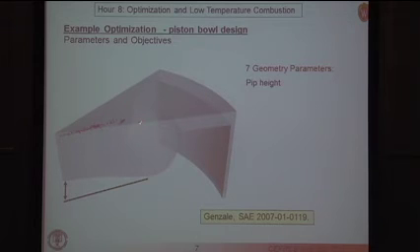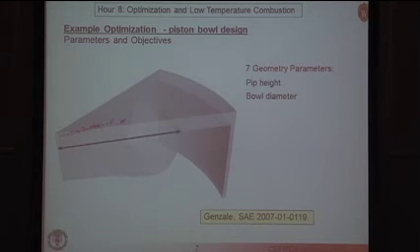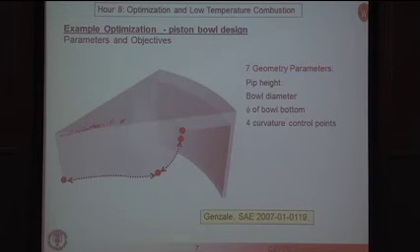So 45 degrees sector. We're interested in the height of the central pip of the piston, the bowl diameter, the bottom of the bowl diameter, and then several curvature control points where we fit Bezier curves between these control points to define the shape of the bowl. And then we're interested in the injector spray angle.